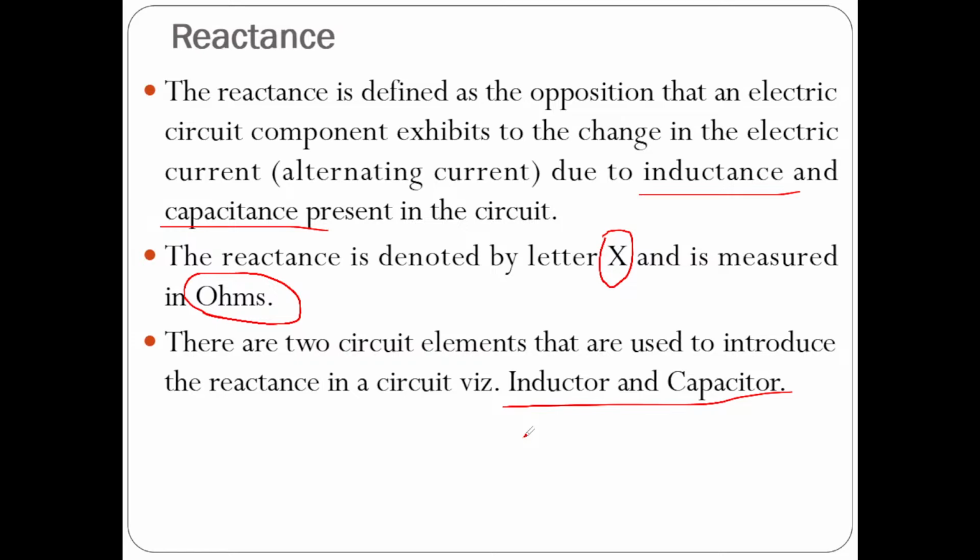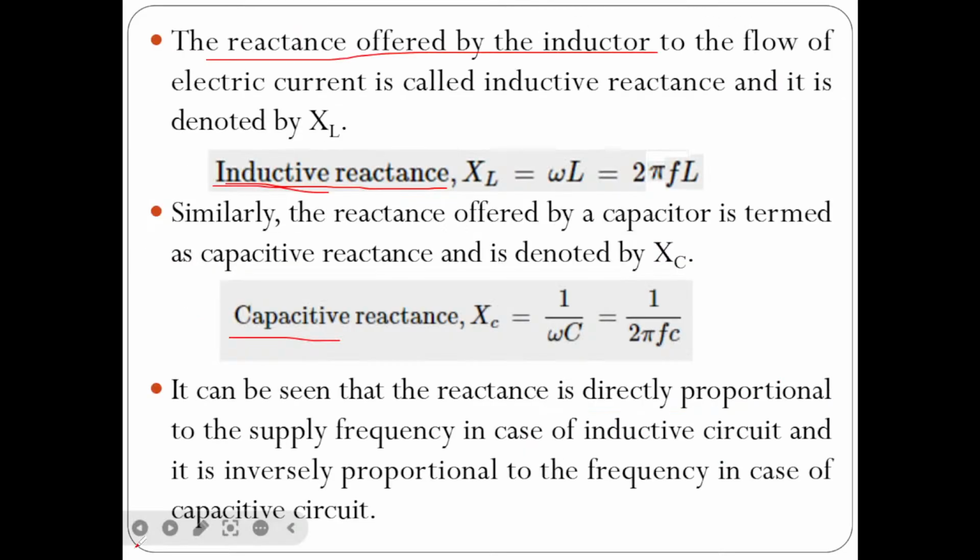If there is only inductance in the given circuit, we can call the reactance due to the inductive element inductive reactance. Okay, reactance due to an inductor, if there is only an inductor in the given circuit and there is opposition to any change in the current due to this inductive element, that is inductive reactance. You can represent it by XL.